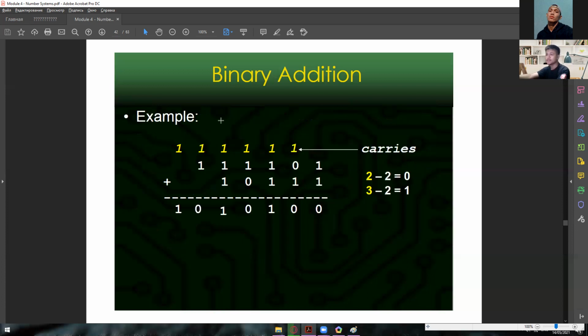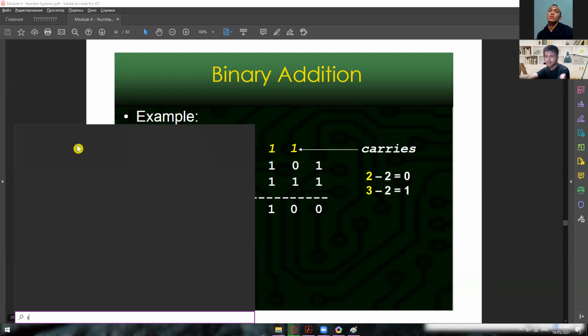So let's have an example. This one is super easy. Let me just get this one.